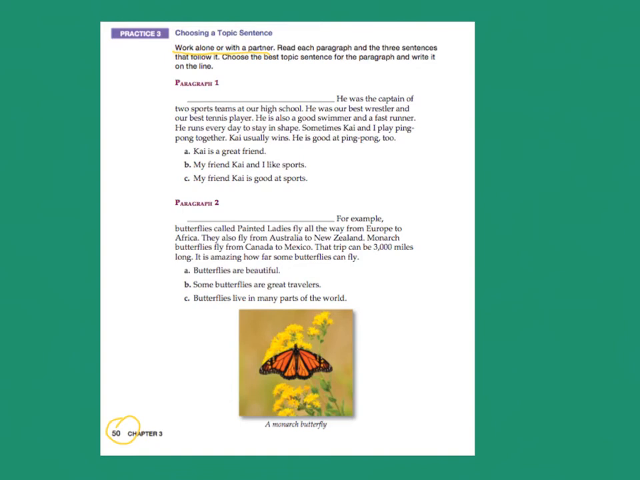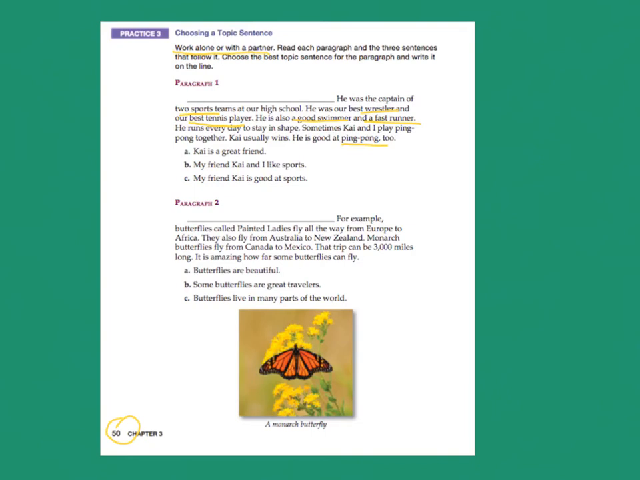Okay, so all of these sentences are about Kai. And it talks about how he's the captain of 2 sports teams. He's a wrestler. He's a good tennis player. He's a good swimmer. He's a fast runner. He even plays ping pong. So, Kai is a great friend.